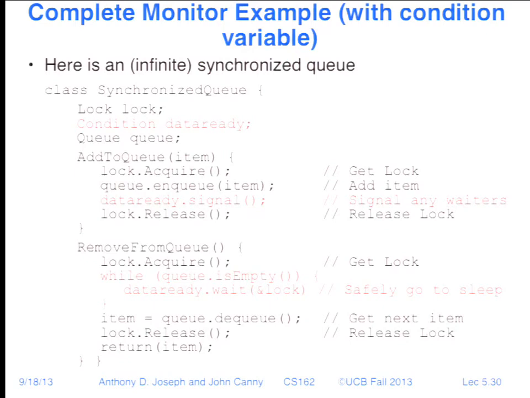And then on the consumer side, the consumer checks, is the queue empty? That's just a test. We'll come back to why that's a while statement in a second. But if the queue is empty, they wait on that data-ready condition variable. Now, because we have the lock-releasing version, this wait can safely be implemented by sleeping.